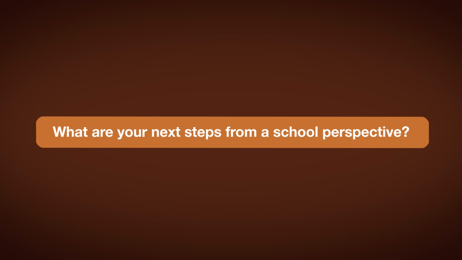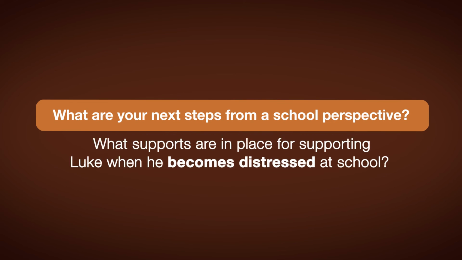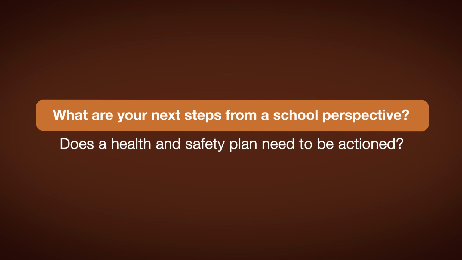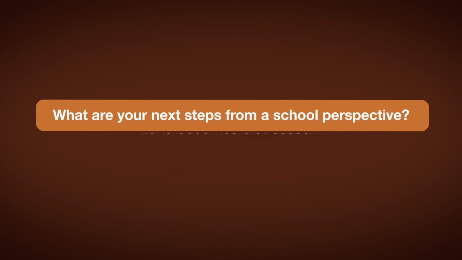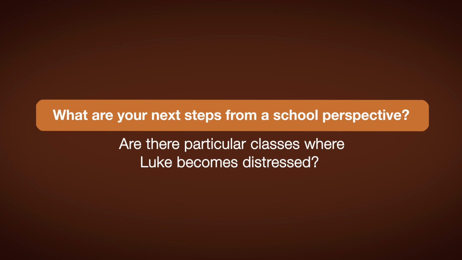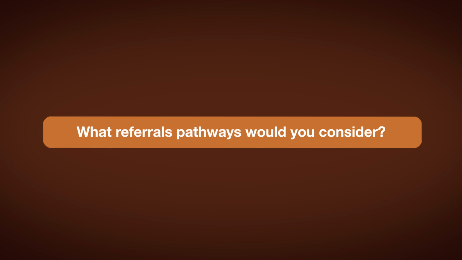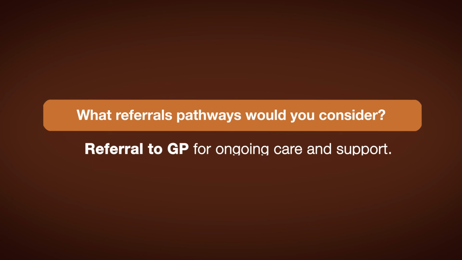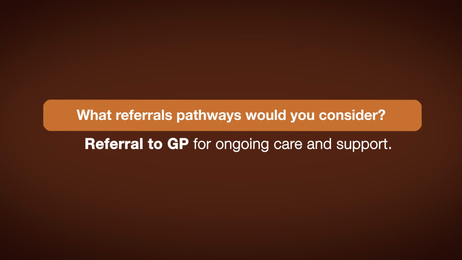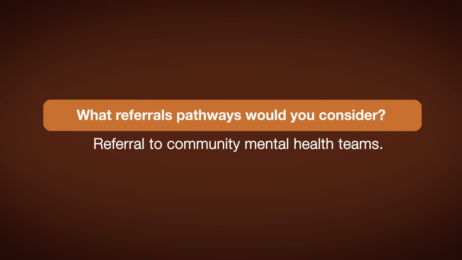What are your next steps from a school perspective? What supports are in place for supporting Luke when he becomes distressed at school? Does a health and safety plan need to be actioned? Are there particular classes where Luke becomes distressed? What are the options for supporting class for Luke? What referrals or pathways would you consider? Referral to GP for ongoing care and support. Referral to community mental health teams.